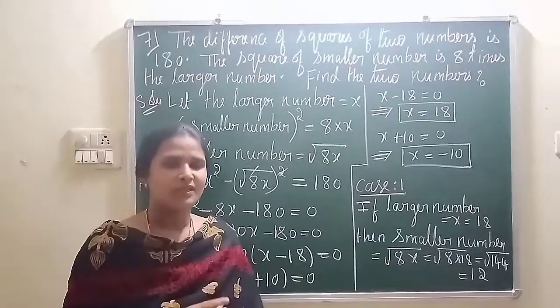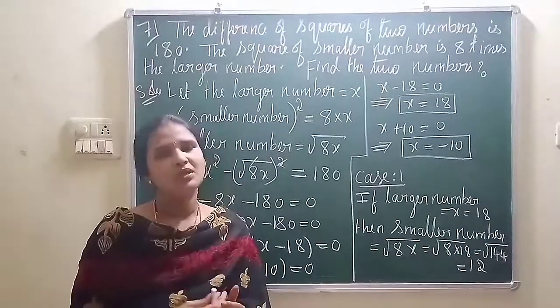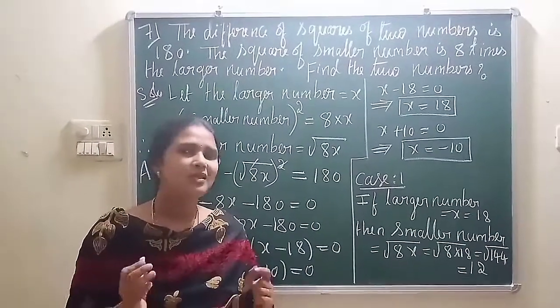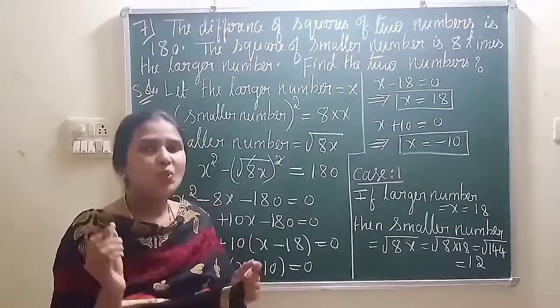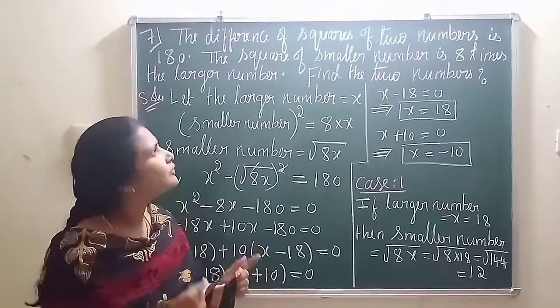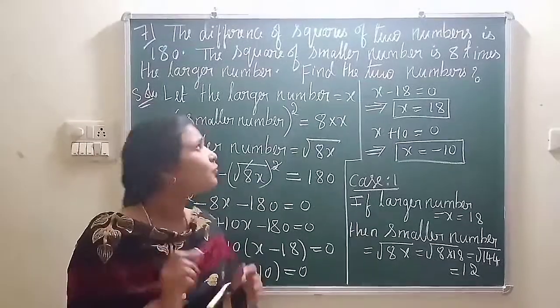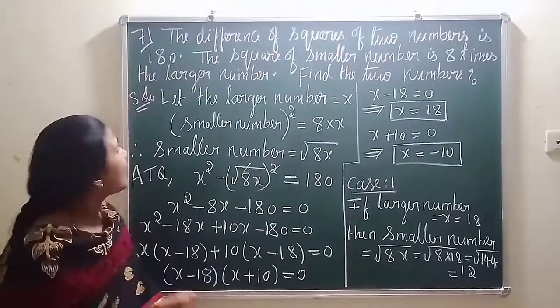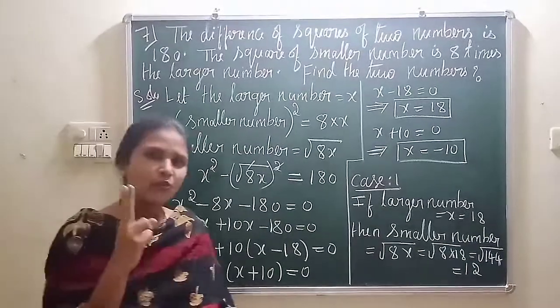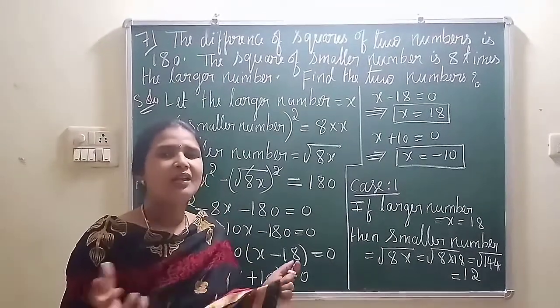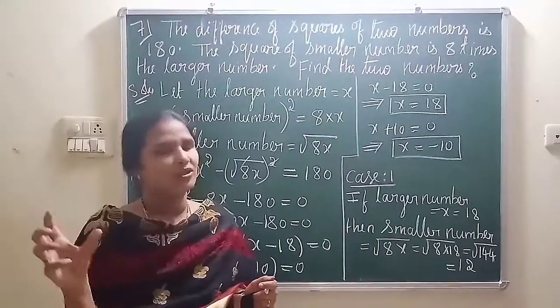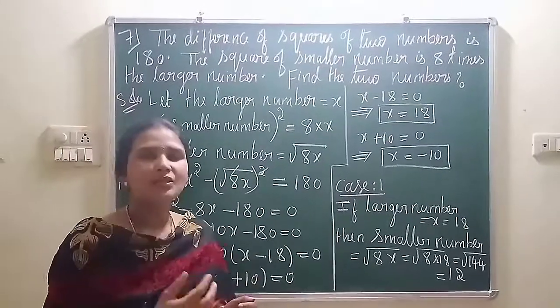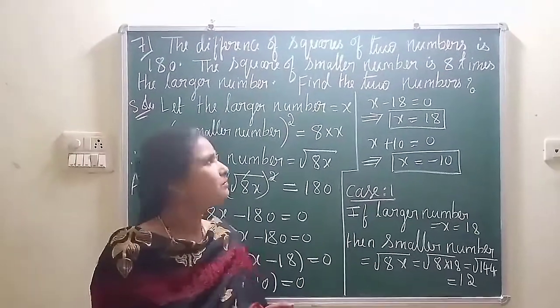Means there are two numbers. He didn't mention whether they are negative numbers or positive numbers or natural numbers. Just he has mentioned numbers. The square of the two numbers, that is the difference of square of two numbers is 180. And the square of the smaller number is 8 times the larger number. Here also you have two sentences. First one is the relationship to create an equation. And second sentence is to assume the variable.